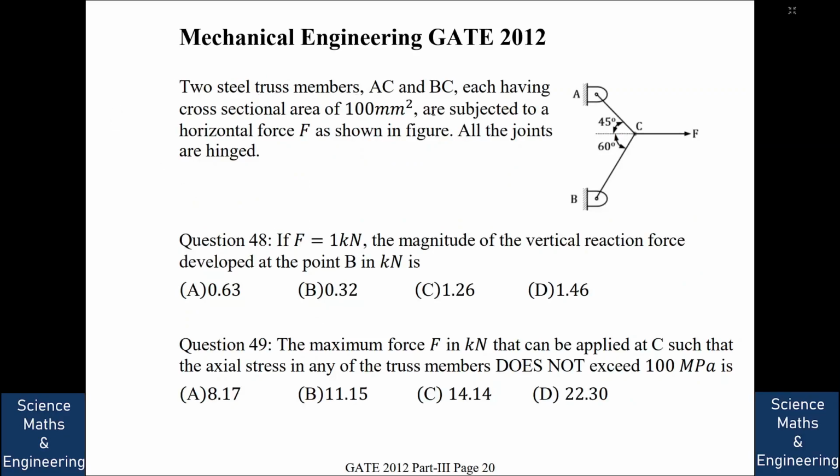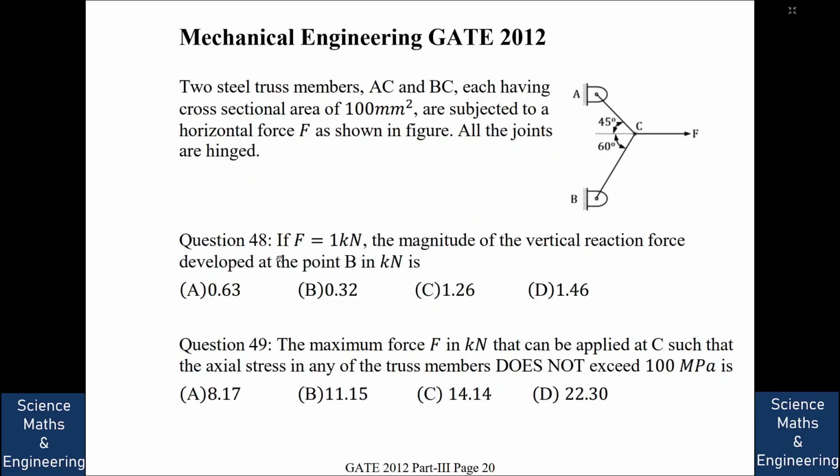Two steel trusses AC and BC, each having a cross-sectional area of 100 mm square, are subjected to a horizontal force as shown in the figure. All the joints are hinged. Okay, here is the figure. All joints are hinged. F is 1 kilonewton and the magnitude of the vertical force developed at B is what we need to determine.